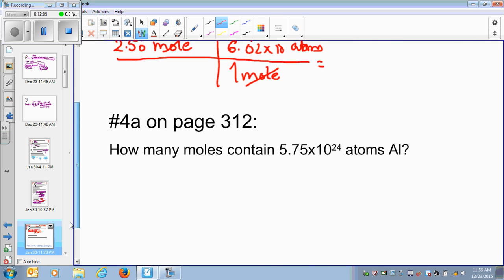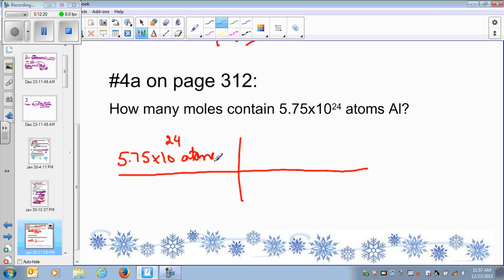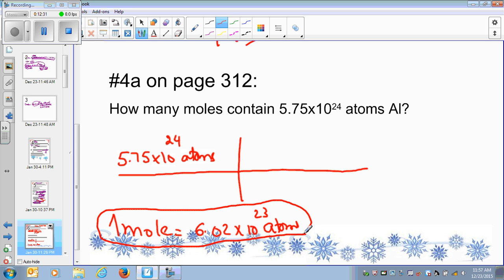Okay, let's do one more and then I'm done with this part. There I have 5.75 times 10 to the 24 atoms. Now 1 mole is equal to how many atoms? Well, I hope you have memorized it by now, because if you are listening to it this many times, you should have memorized it. 1 mole is always equal to this many atoms. Now, which part of the equation matches it? This part matches it. So 6.02 times 10 to the 23 atoms equals 1 mole.